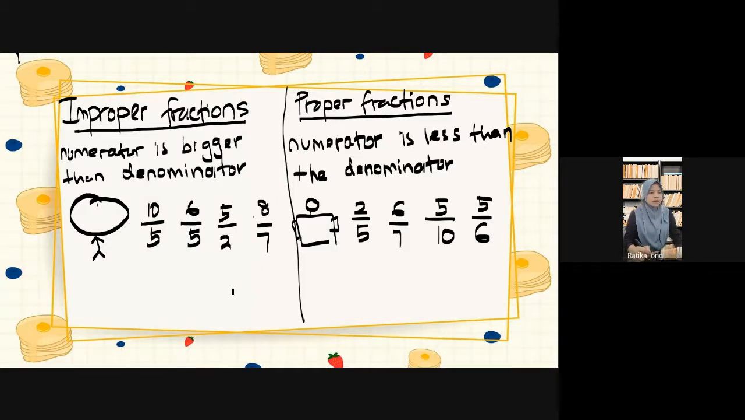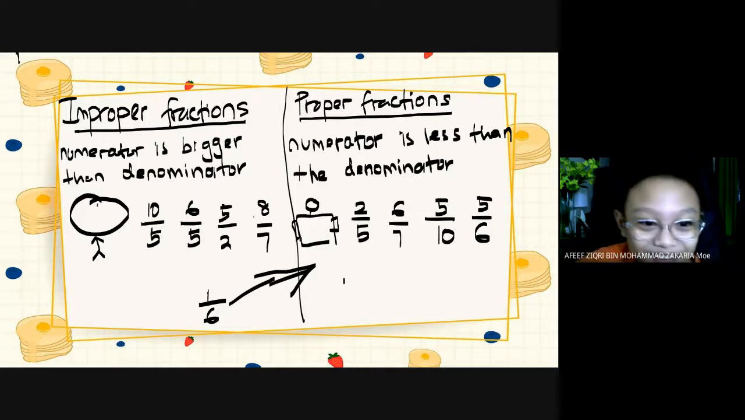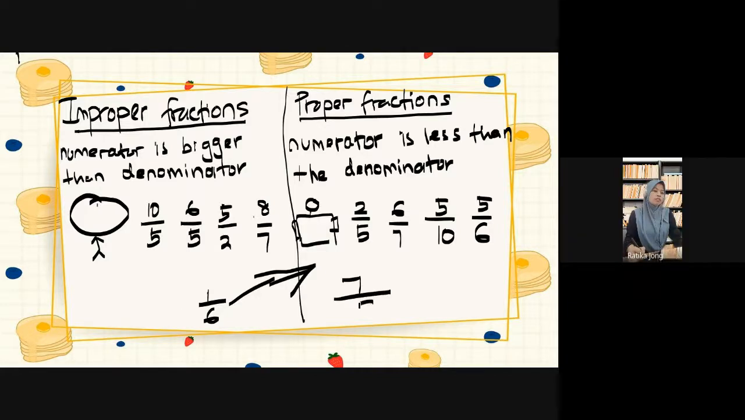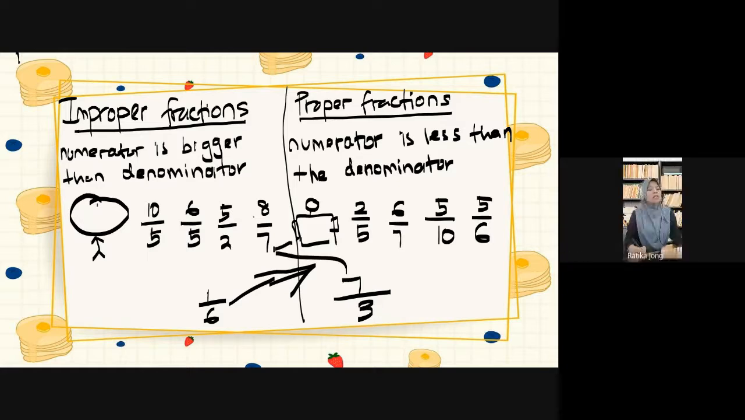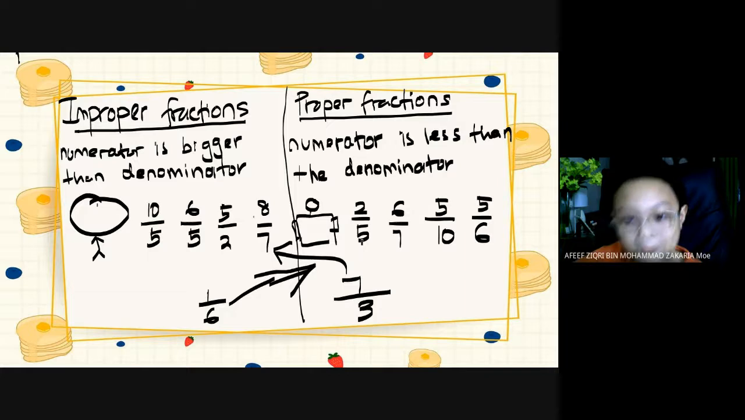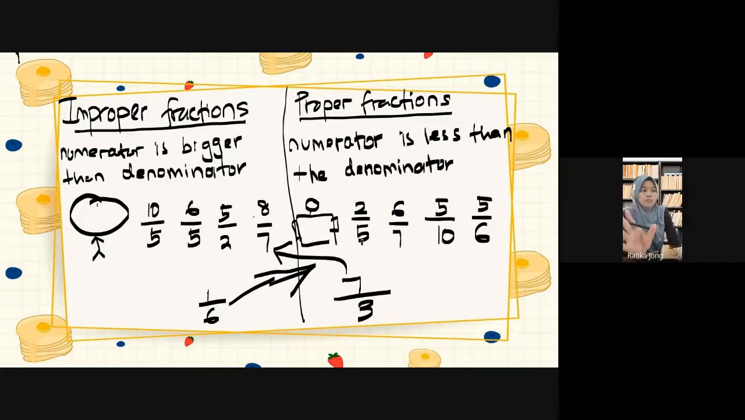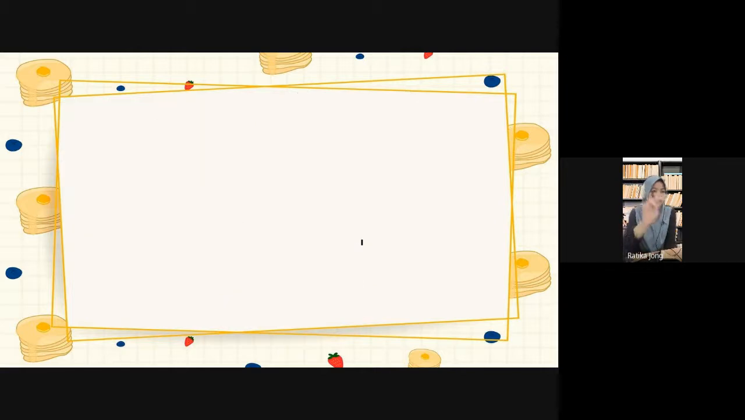Now, name this fraction. What kind of fraction is this? 1/6. Proper fraction. Okay, 7/3. What kind of fraction is this? Improper. Yes, very good. So mostly awak dah faham what is improper fractions and what is proper fractions. Now, let's move to the next one.